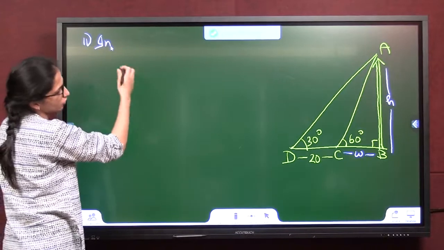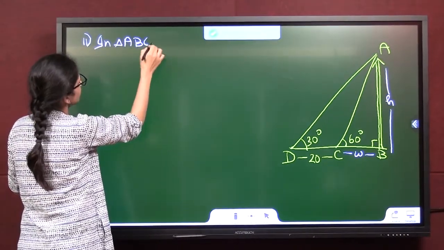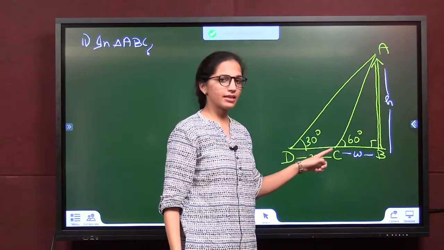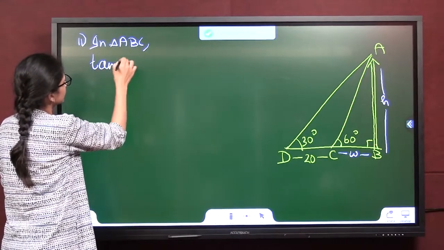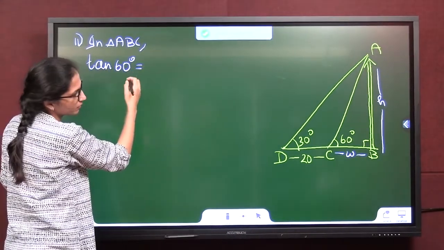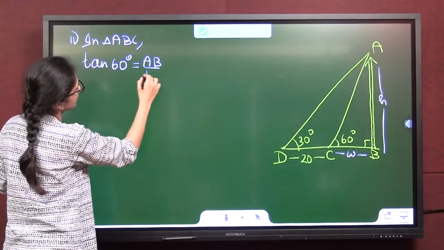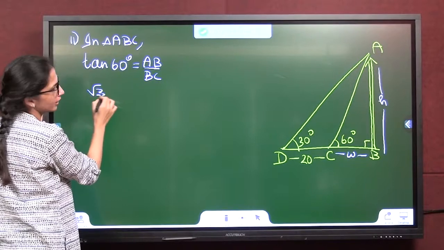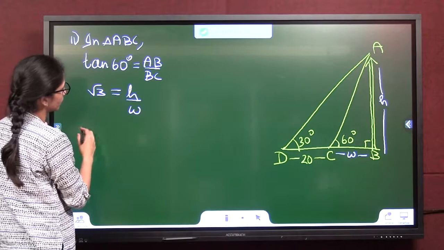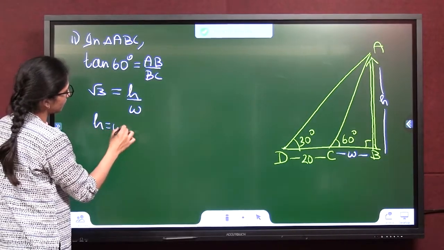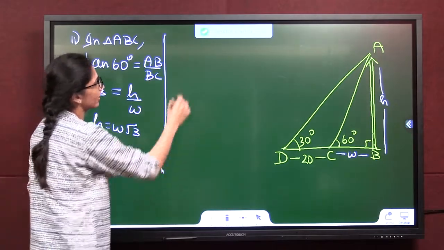We have two triangles, so you can take one at a time. So in triangle, we'll go with the inner one first, ABC. I'm going with ABC, then I'm going with ABD. Tan 60 degree is equal to opposite by adjacent, AB by BC. Root 3 is equal to H by W. H is equal to W root 3. Keep it here for now. What's the other triangle?